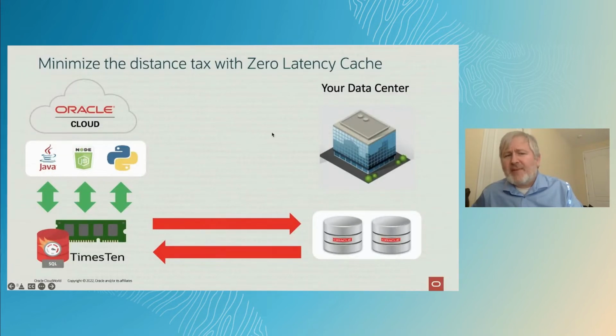So that's obviously a bad thing. How can we minimize this distance tax? I'm talking about using a thing called the zero latency cache to speed things up. If you can cache your data from your Oracle databases locally within the cloud, that's going to be a lot faster than having to do long round-trip times between cities.